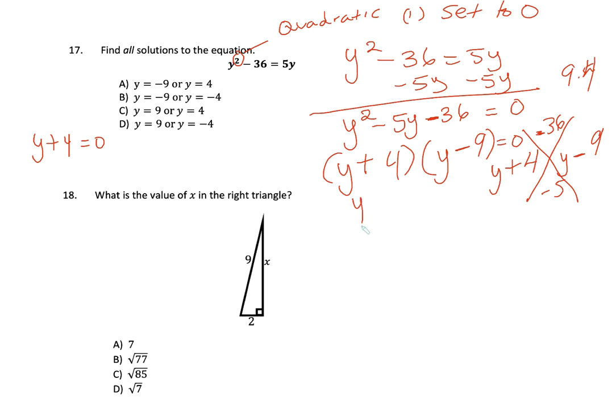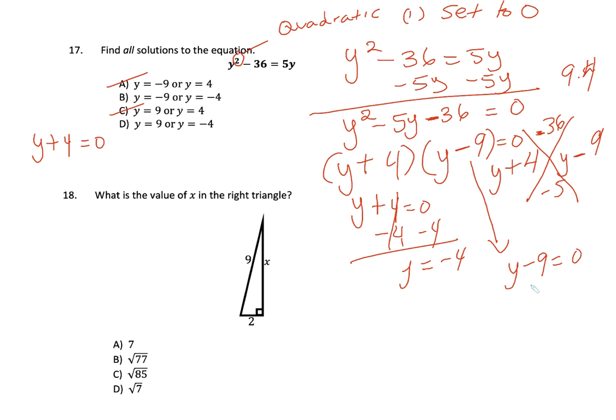So therefore, y plus 4 equals 0. And if I solve for that, I would have to subtract 4 on both sides. So y equals negative 4. So eliminate this and this, and then solving for y minus 9 equals 0, I'm adding 9 to both sides. So y equals positive 9. So your answer is going to be D, where y is 9 or y is negative 4.